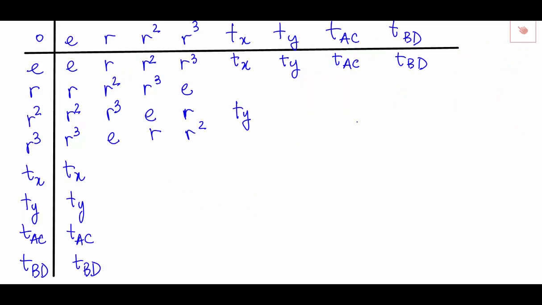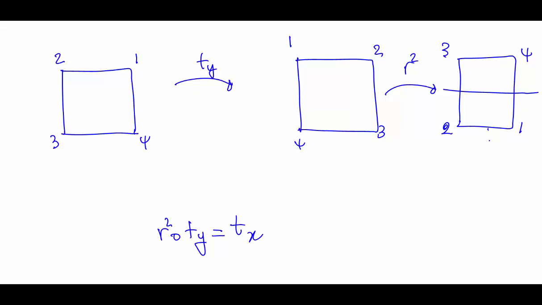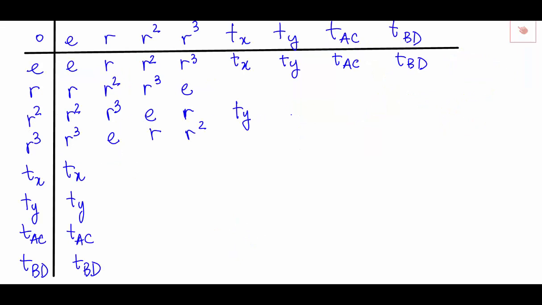Now let us try to understand what is R square composed with TY. What is that equal to? If we take R square composed with TY, we get TX. Notice, again, we start with the square here, right? We apply TY, we get 1, 4, 3, 2. We apply R square, and that's a reflection through the x-axis. We just proved that R square composed with TY is TX. I would like you to try to prove that if you take R square composed with TAC, you will get TBD. And if you take R square composed with TBD, you get TAC.